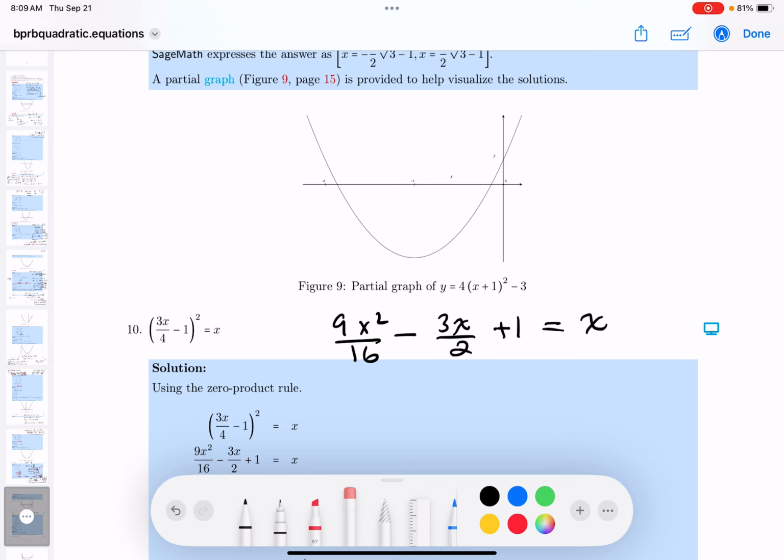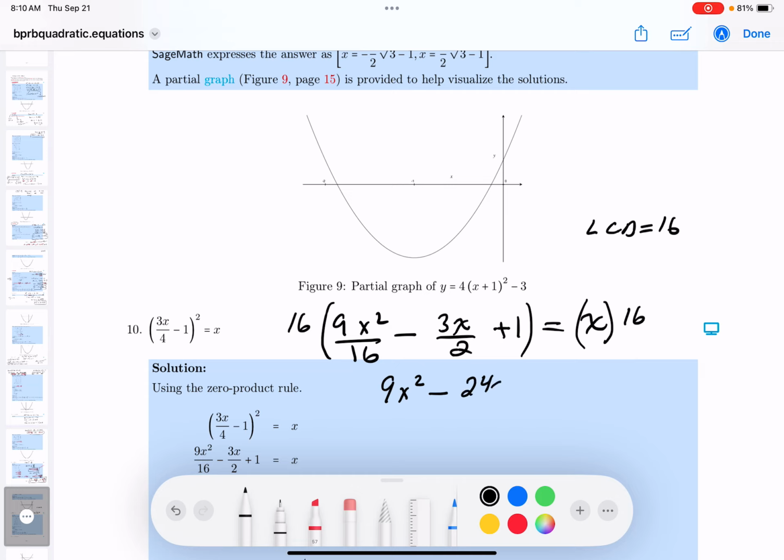All right? So someone can say, what are you going to do now? I see the fraction. I'm going to multiply both sides by the LCD. Well, I see two fractions, 16 and 2, and the LCD would be 16. So I'm going to multiply the left side by 16 and the right side by 16. What do you get? 9x squared. And why is that? The 16's cancel. Then what do you get? Well, 2 goes into 16 8 times, and 8 times 3 is 24x.